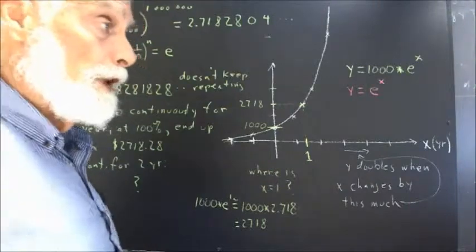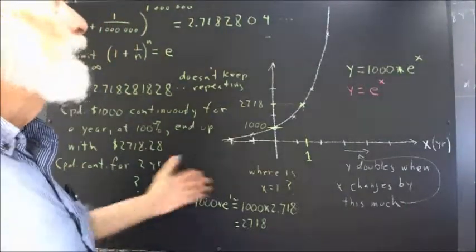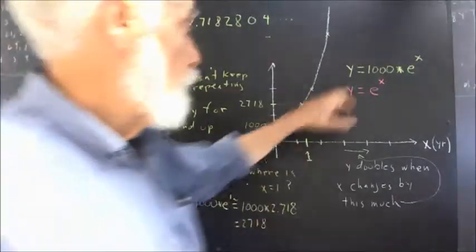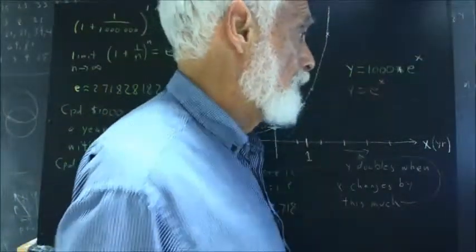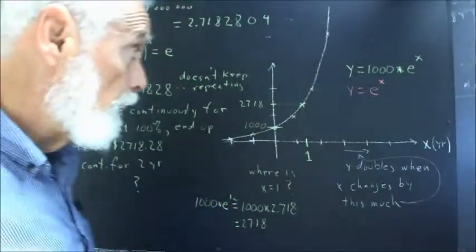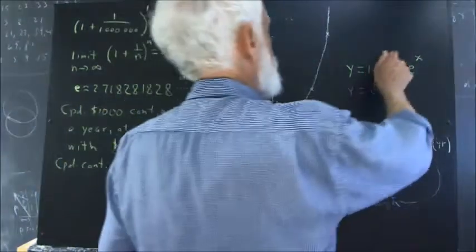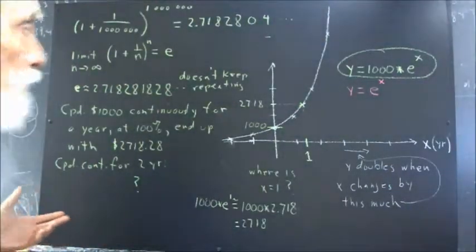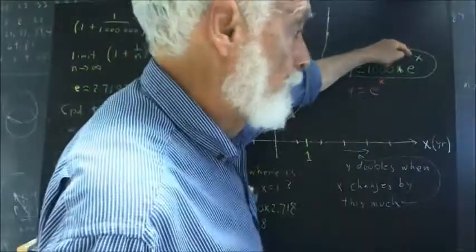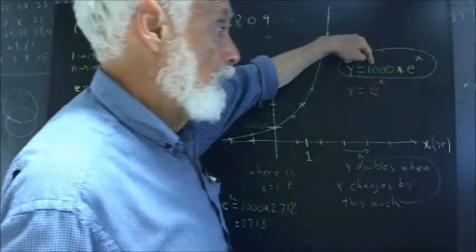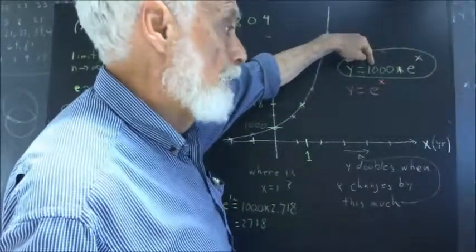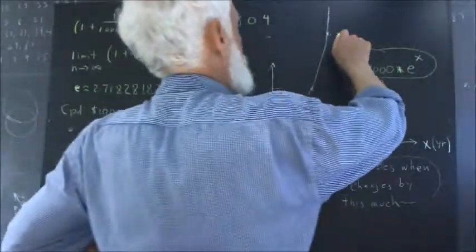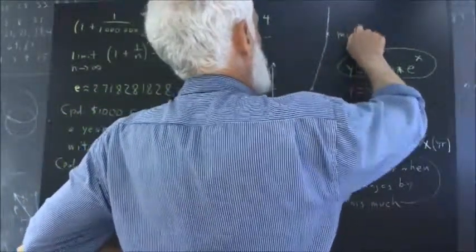general exponential graph. Now, that graph can be labeled to fit any exponential function. And I'm telling you that y equals 1,000 times e to the x is an exponential function that represents how much money we have after x years if we start with $1,000 and compound continuously at 100%. Okay? So this is the money. This is the model.